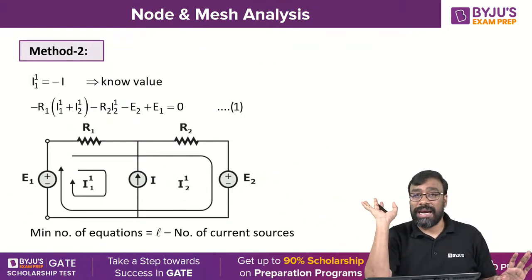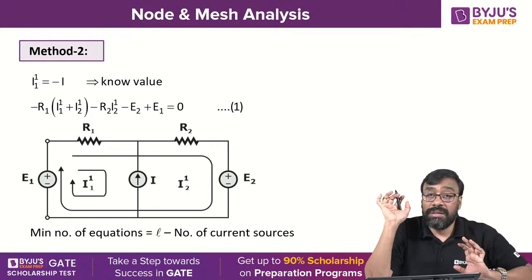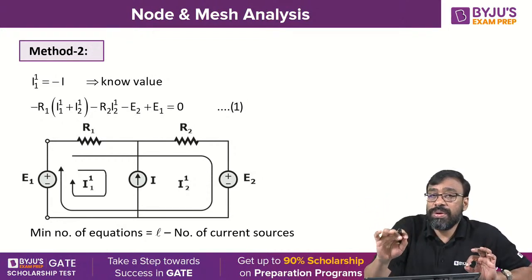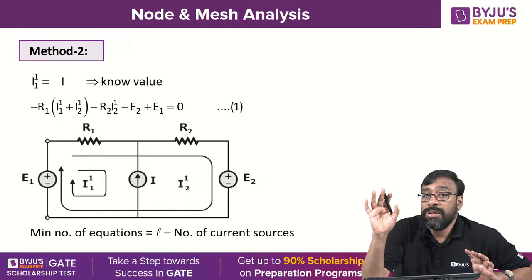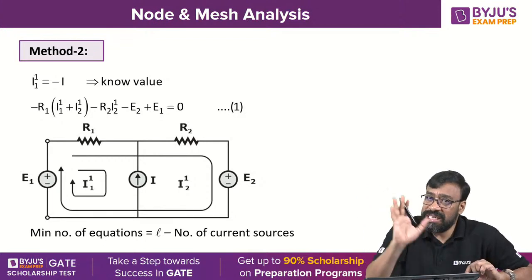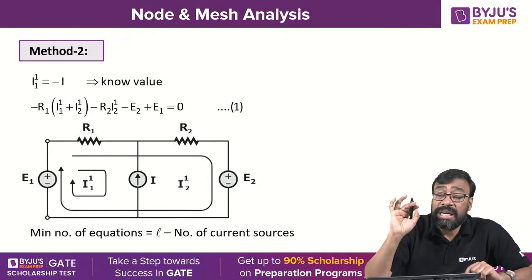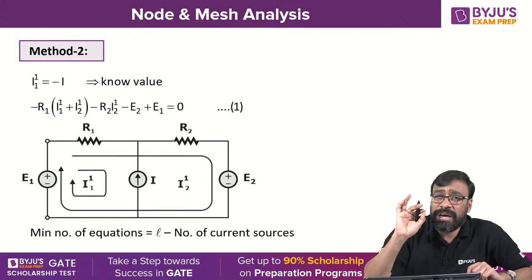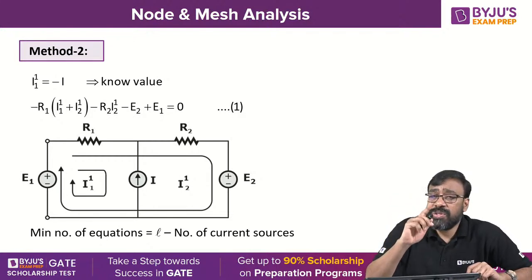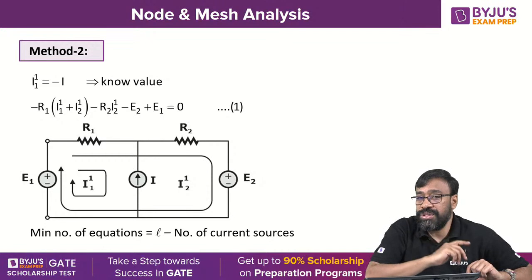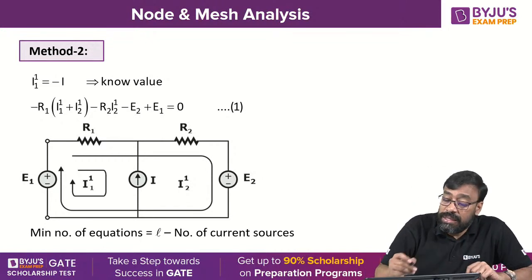Now, method 2: I recommend not applying super mesh in competitive exams. Super mesh is not an advantage, actually it's a disadvantage. Look at this: if I properly choose the loop currents, the same problem can be solved with one equation instead of two equations.